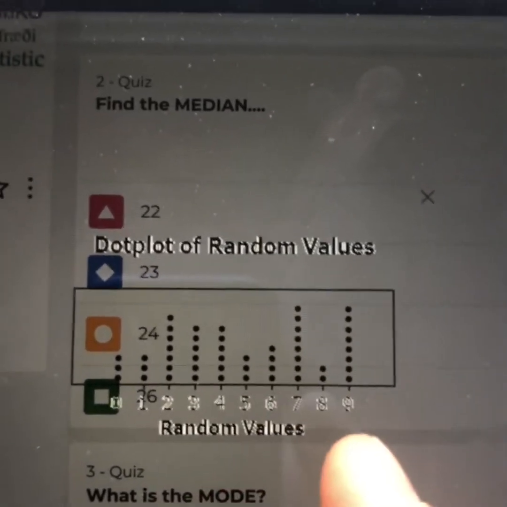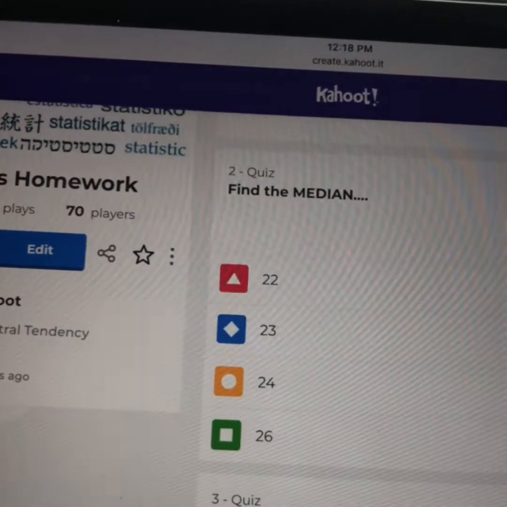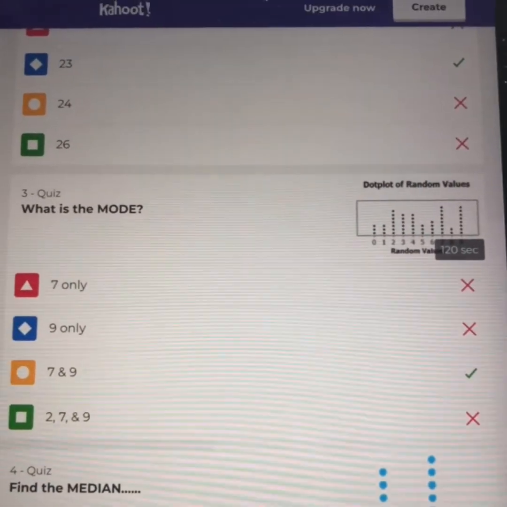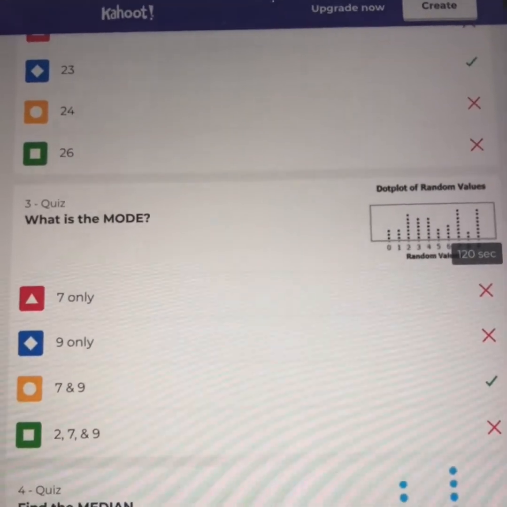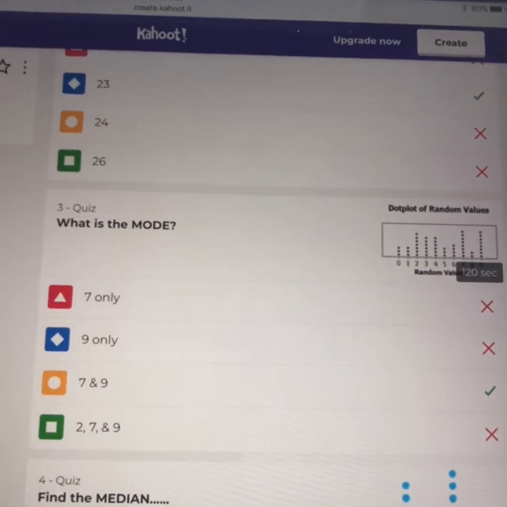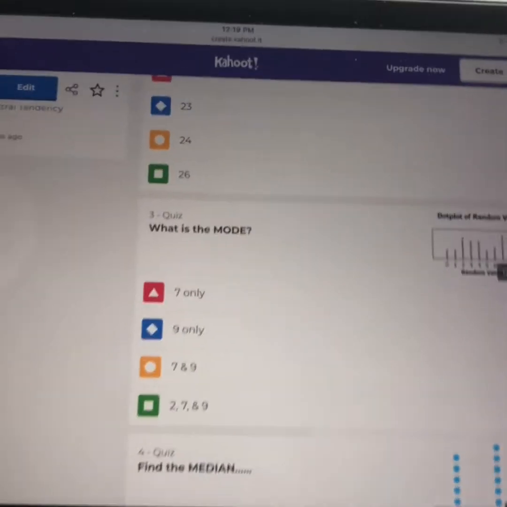And remember, there can be 2 modes. There can be multiple modes. So 7 and 9 would have been your answer on that one. You can see the options here. It was not 7 or 9 by themselves, but both 7 and 9. You can also have no mode in the case that there's no number that occurs the most often.